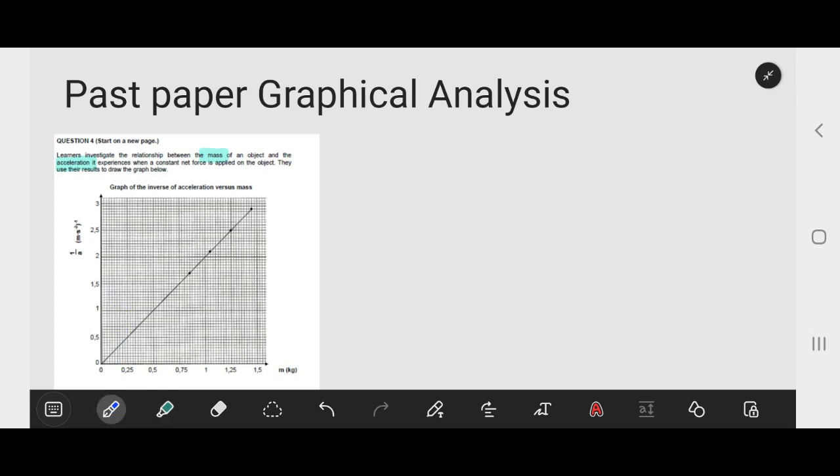So now, from our knowledge, we know that the acceleration is inversely proportional to the mass of the object. And if we plot a graph of acceleration versus mass, we get a curve like that. But in order to evaluate our graph analysis, one of the variables must be an inverse. So we can make the acceleration an inverse, or we can make the mass an inverse. Then we can obtain a straight line graph.